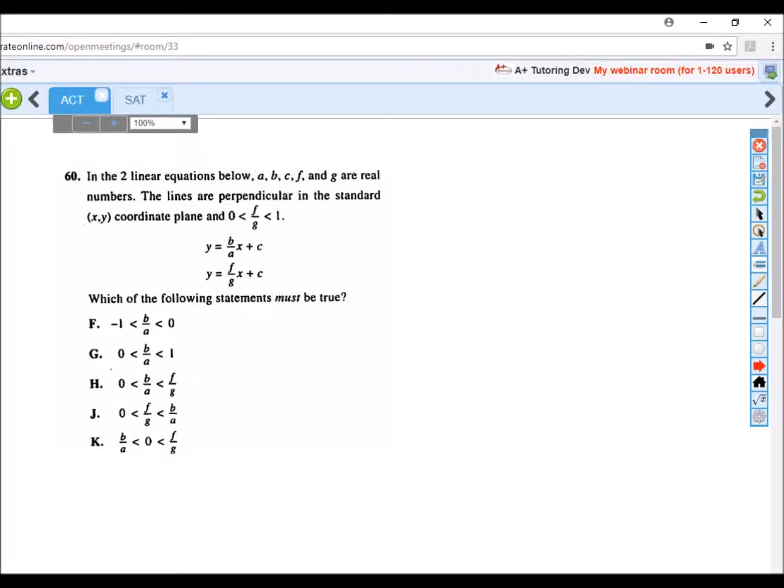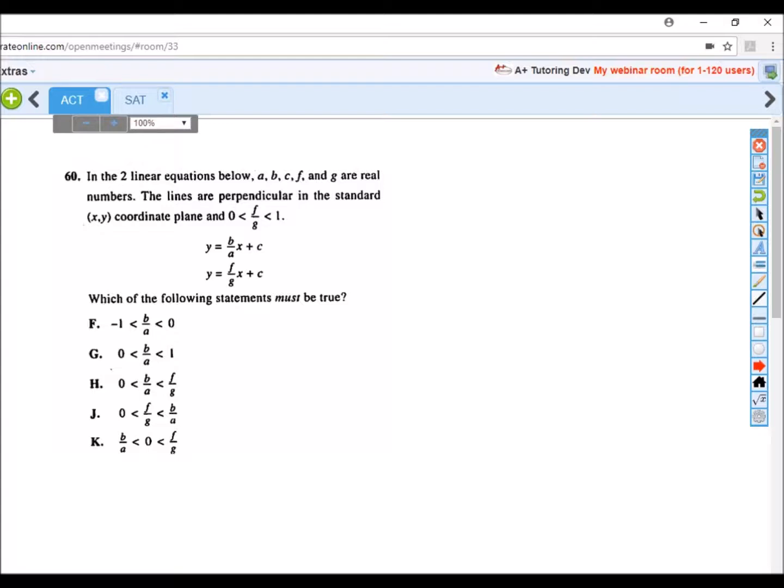Over here we have a major ACT question. This is the last question on a practice exam from the ACT. This kind of question generally stirs a lot of panic because there's a lot of abstract information going on here. You have letters as fractions, and then inequalities on top of it.